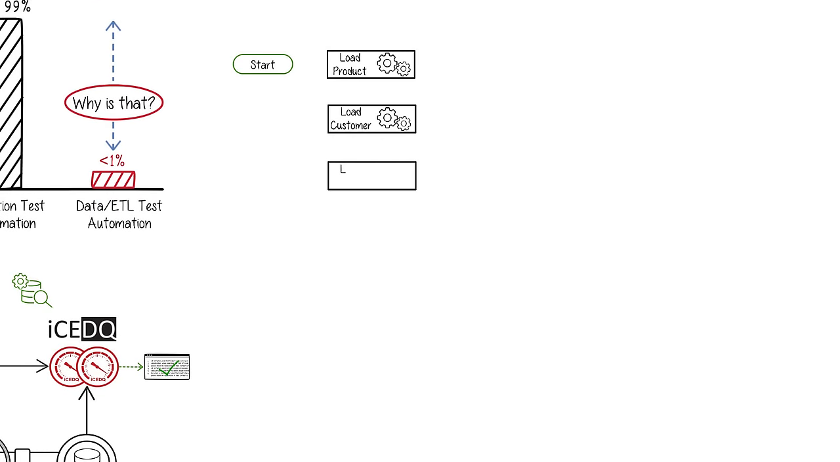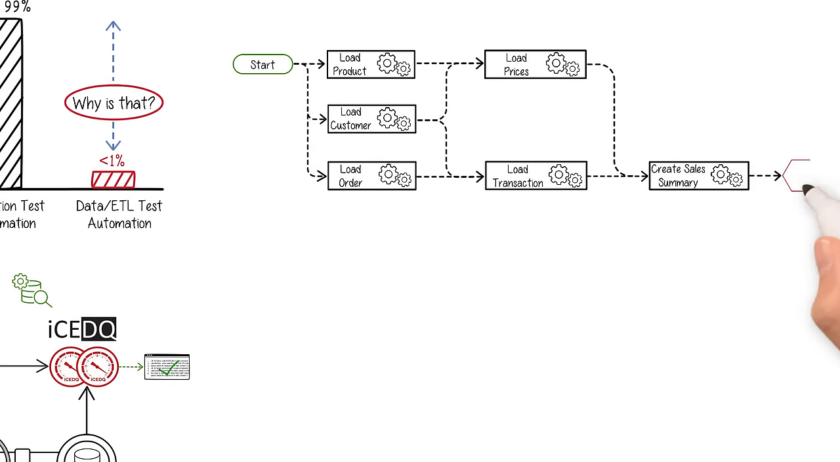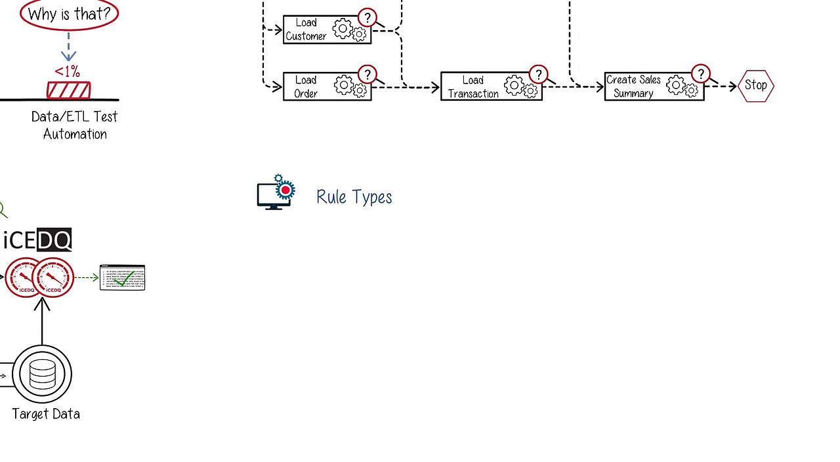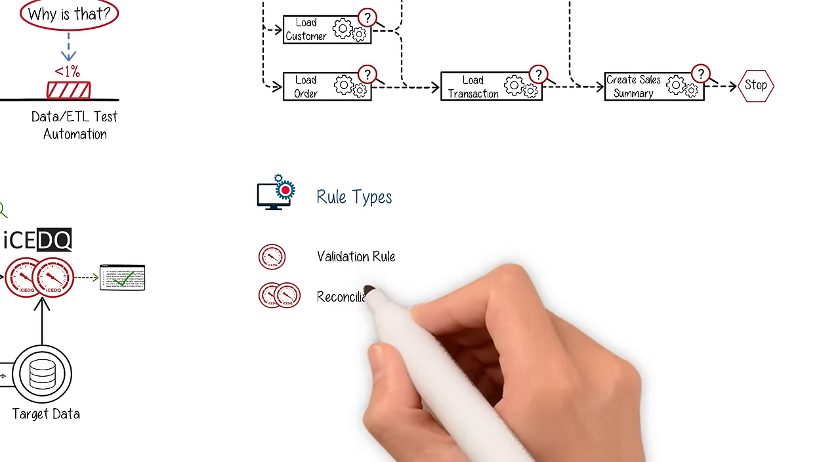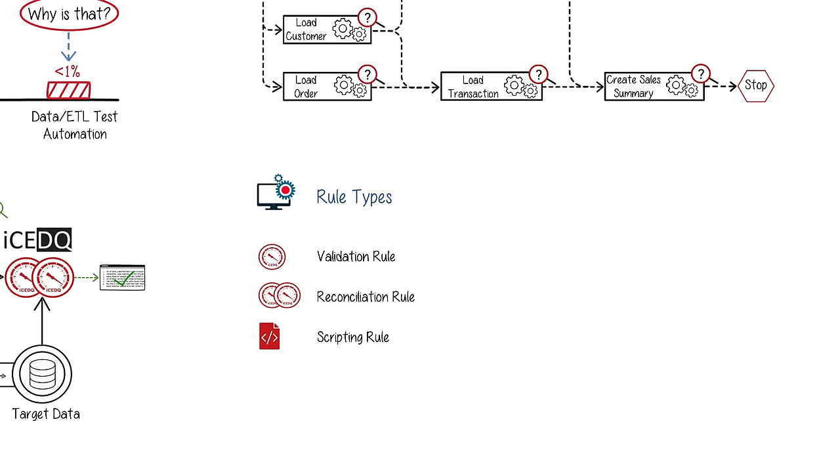Developers build thousands of ETL jobs to process external or internal data. All these data processes must be tested and certified before releasing to production. To perform such data-centric testing, iceDQ supports three types of rules. Validation rule, validates data. Reconciliation rule, compares two data sets. And scripting rule, orchestrates and executes process flow.